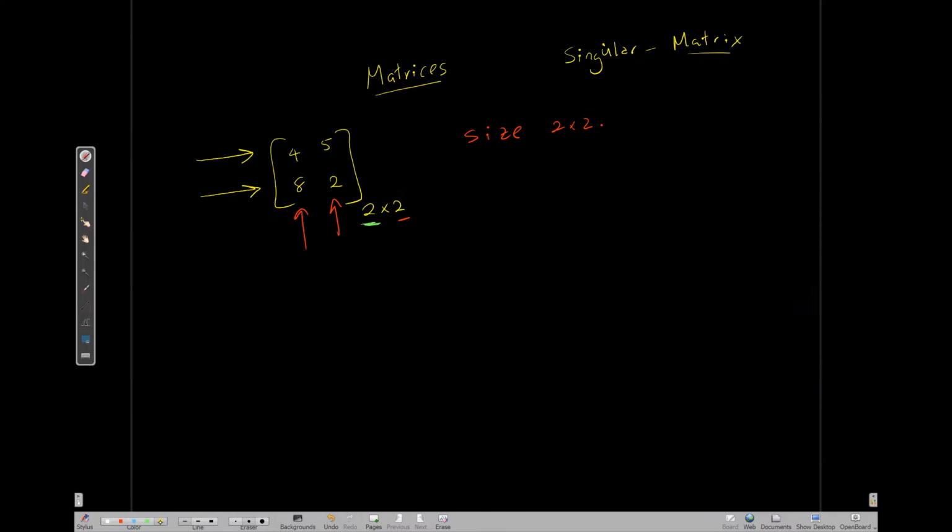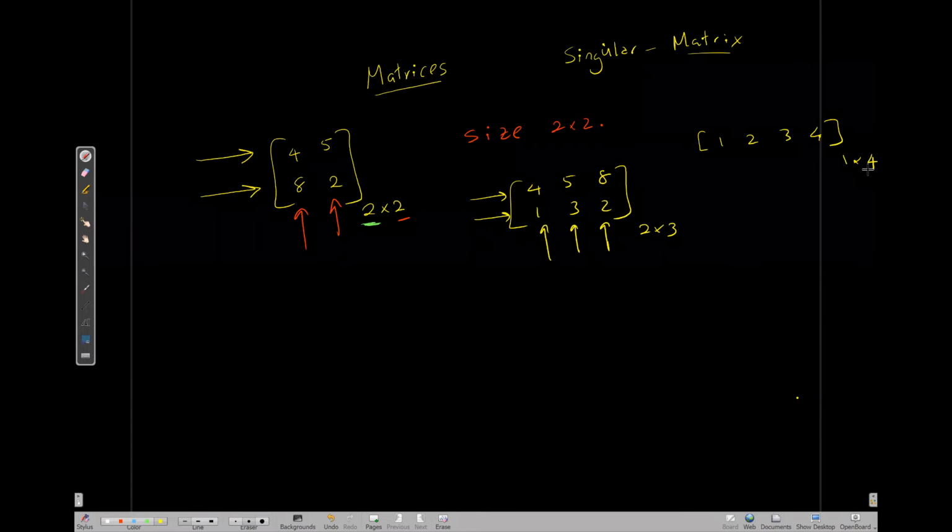Now if I write something like this, this is 2 by 3. Why? Because 1, 2 rows, 1, 2, 3 columns, right? And how about this? This is only 1 row, so 1 by 4 columns, right? 1 by 4 matrix.